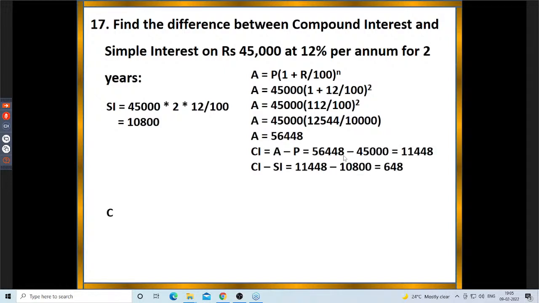But the difference is 11,448 minus 10,800. Otherwise, we have to implement the formula directly. So up to that, any doubts? Clear? 45,000 into direct formula, 12 by 100 whole square. So 12 by 100 means 144 by 10,000. 12 square means 144, 100 square means 10,000.